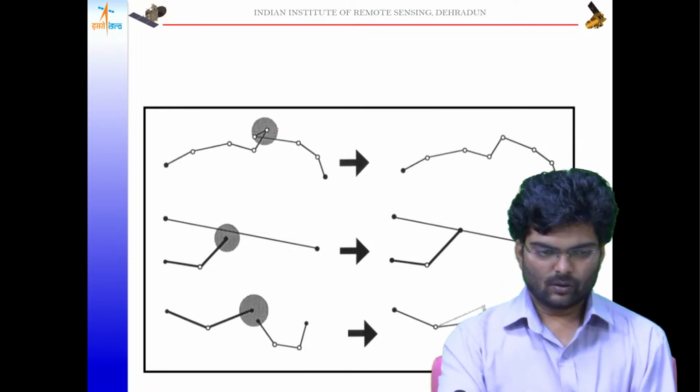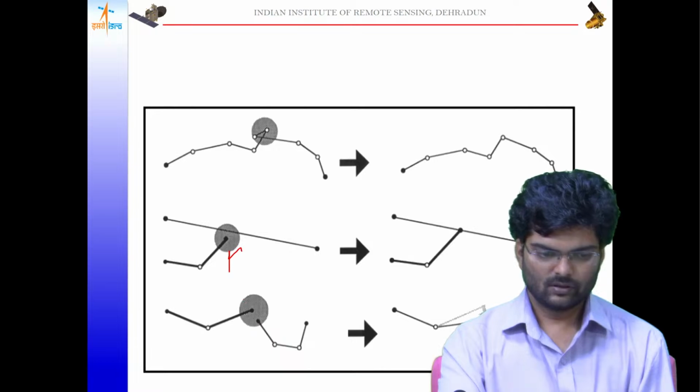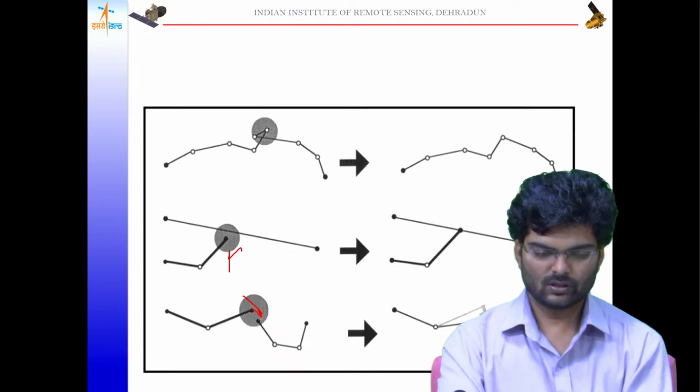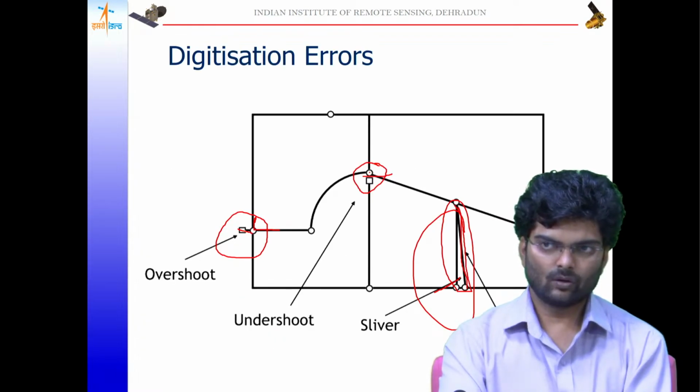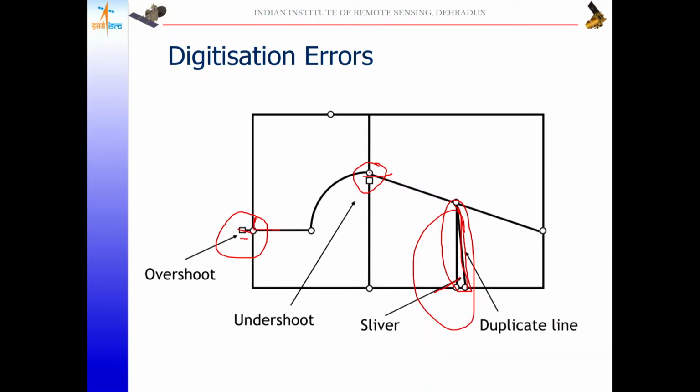So where else can tolerance be used? One you have seen is for undershoot issues. Tolerance can also be helpful for overshoot cases. For example, in this case, you can see a smaller portion is hanging. If this small hanging portion is less than the tolerance value, you will not be able to create it.